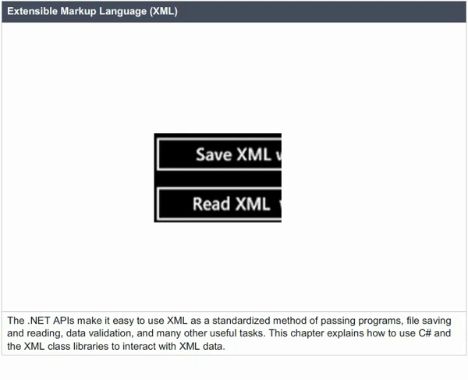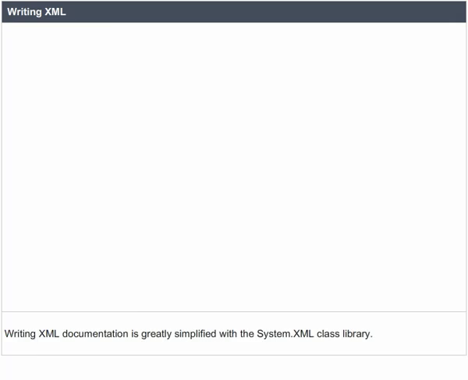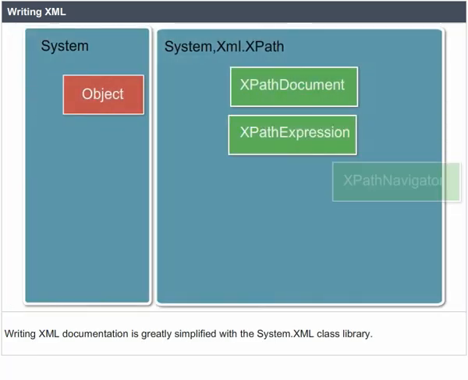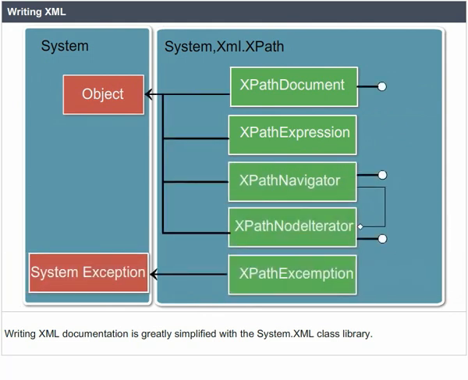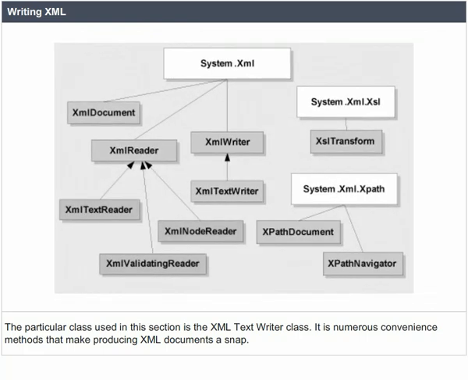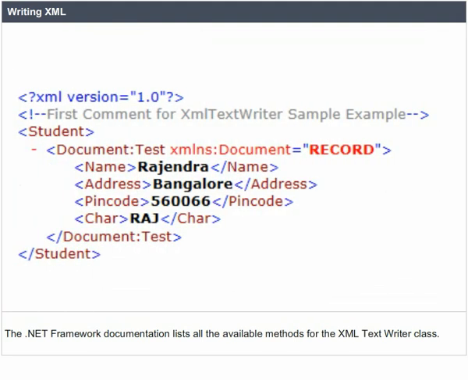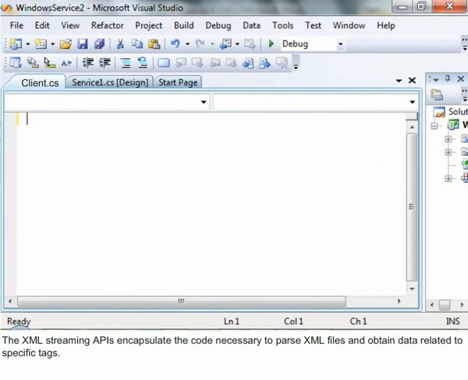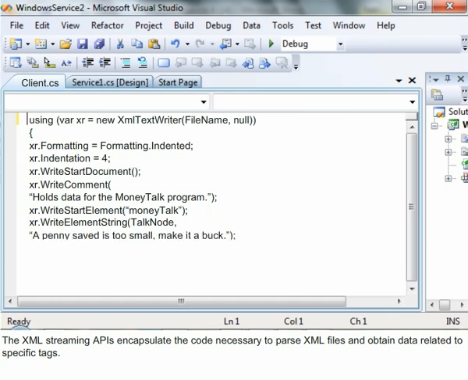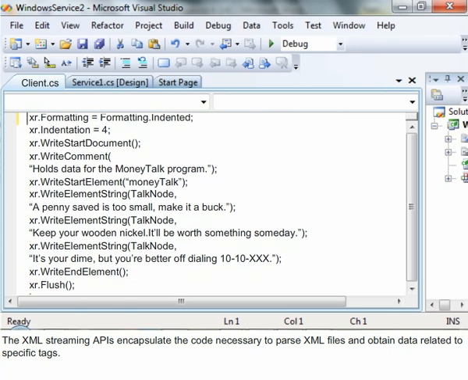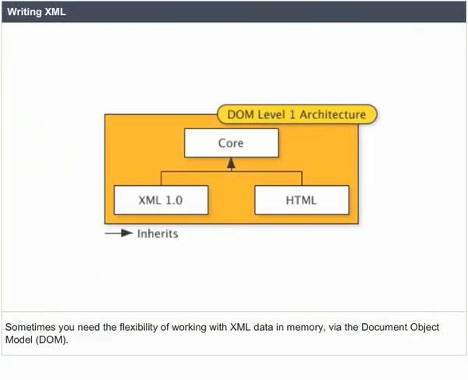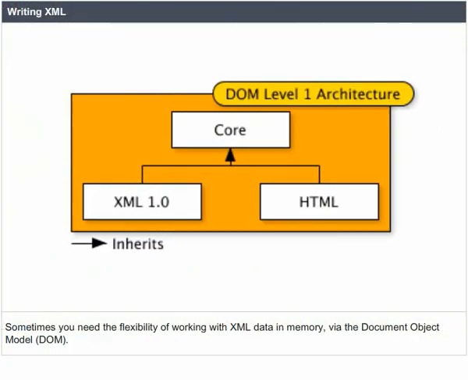Writing XML. Writing XML documentation is greatly simplified with the System.Xml class library. The particular class used in this section is the XmlTextWriter class. It has numerous convenience methods that make producing XML documents a snap. The .NET Framework documentation lists all the available methods for the XmlTextWriter class. The XML streaming APIs encapsulate the code necessary to parse XML files and obtain data related to specific tags. Sometimes you need the flexibility of working with XML data in memory via the Document Object Model (DOM).